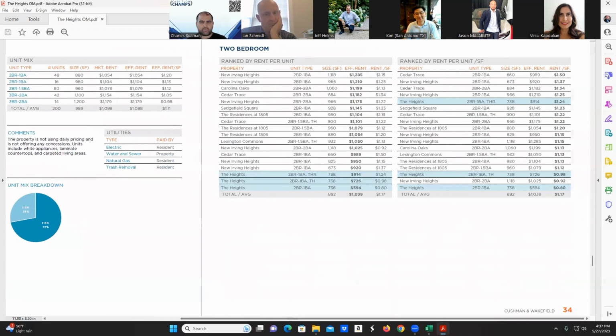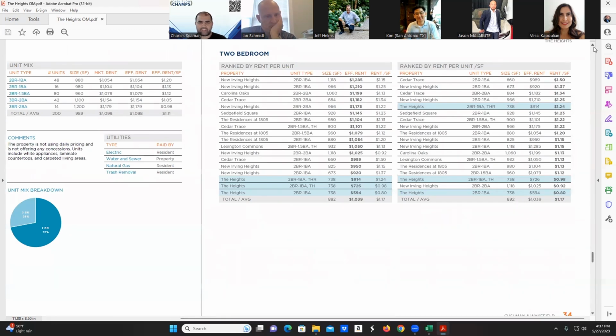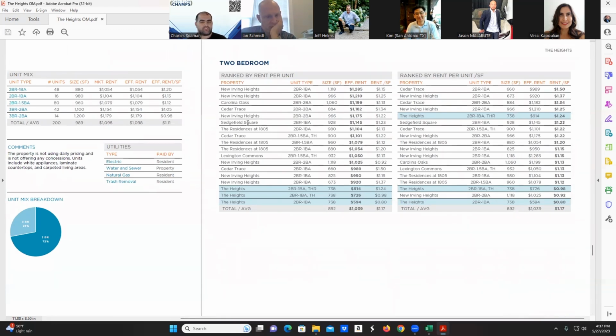And what we can see here on the rent stack is where the subject property stacks up. We can see that Sedgefield Square is at 1145. They have 2 1s, and their 2 1s are a little bit bigger. They're not townhomes, but they are garden style, with a little bit bigger floor plan. And the residences at 1805, they're at 1104, but they're also a little bigger with the garden style unit. And it looks like they have another 2 1 unit that's 880 square feet at 1054, and a 2 1.5 at 1079. So where do you guys think we can bring these rents up to?